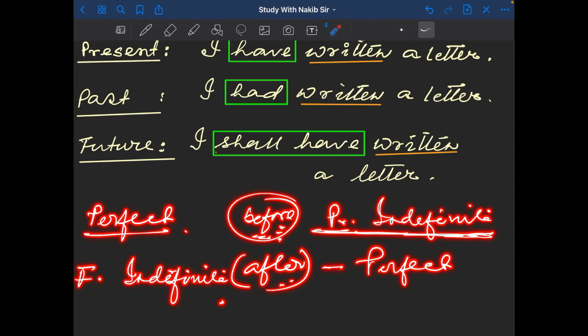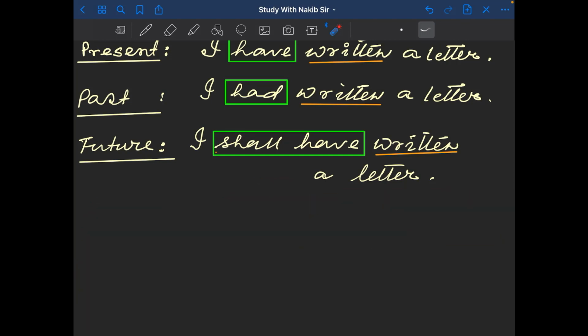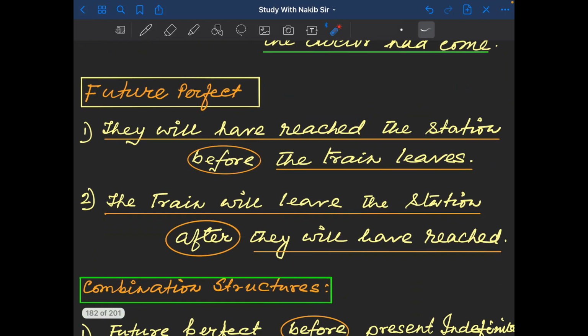So the after, that means next part, after is perfect. This place is for the perfect tense, and before this place is future indefinite tense. But in the sentence with before, the present indefinite tense will be used for the future indefinite tense. Remember this. Now see the example.